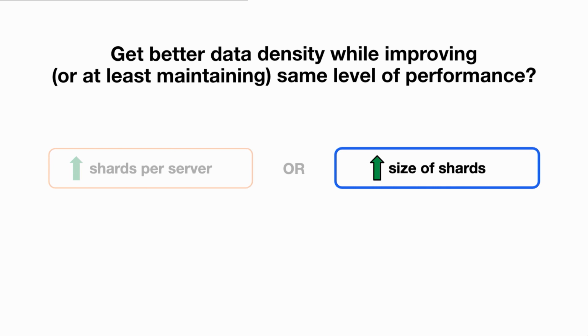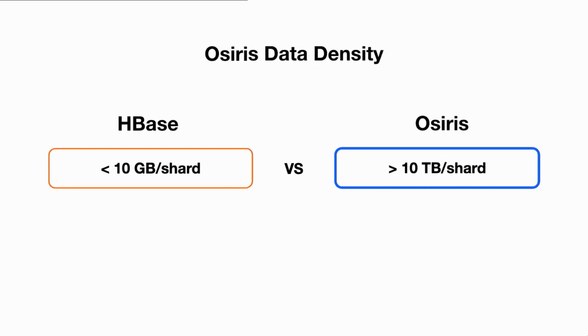Unfortunately, we don't actually have time to go into how we did this, but the really short version is that we did it. I'm happy to talk about this offline as well. We just didn't have time in the talk. So Osiris shards can grow upwards of 10 terabytes per individual shard without running into performance issues, whereas HBase can't really get past 10 gigabytes.